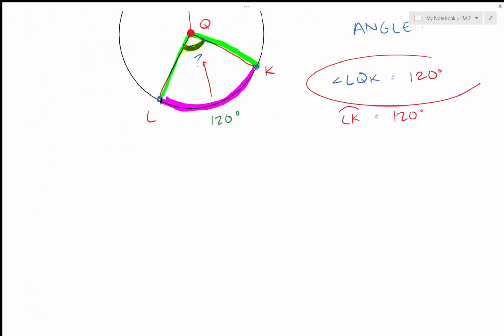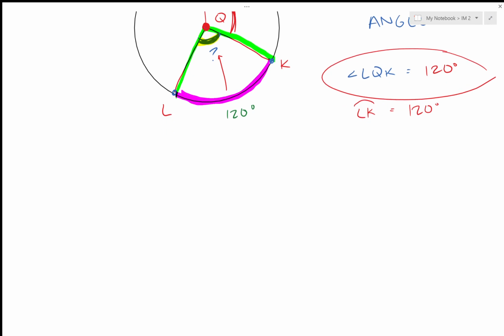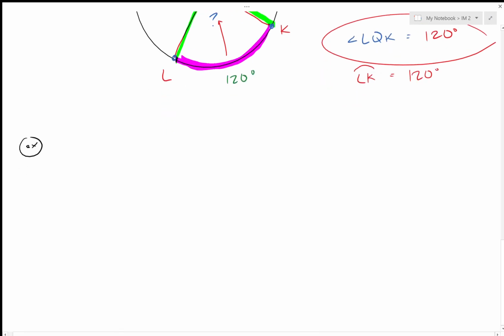The angle inside should also be 120 degrees. Now in this case, did I even need the 155? No, I didn't. That was just a little extra information. That would tell us how big this one is, but not exactly what we needed it for. So sometimes they're going to give us extra information that we don't really need, but we just have to be vigilant of that. Let's try another one.